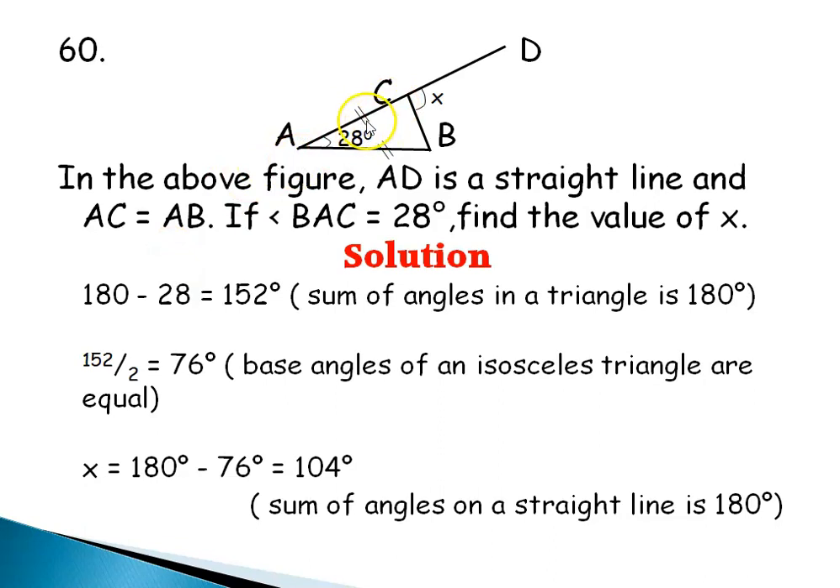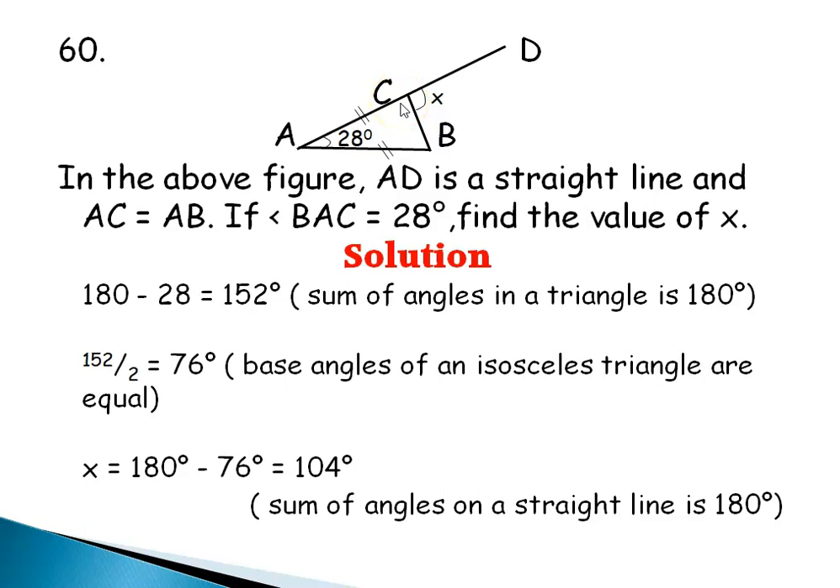Now we should understand that since this is an isosceles triangle, if this is 28, that means this angle and this angle are equal. So for me to know the value of this angle, I'll have to subtract 28 from 180. 180 minus 28 will give me 152 degrees. That is, the sum of angles in a triangle is 180. Is that okay? Alright, so since these two angles are equal, I'll divide 152 by 2 to give me 76. So each of these is 76, because the base angles of an isosceles triangle are equal. So this is 28, this is 76, this is 76.